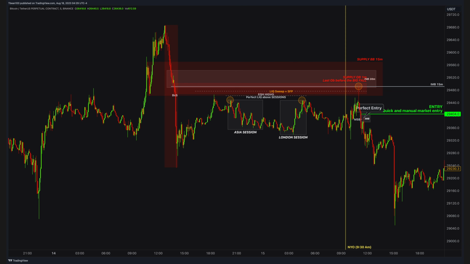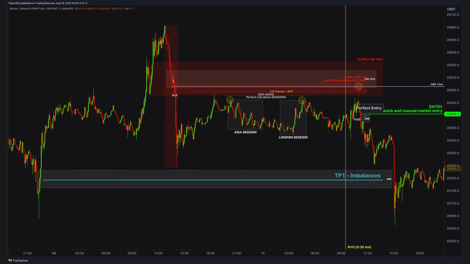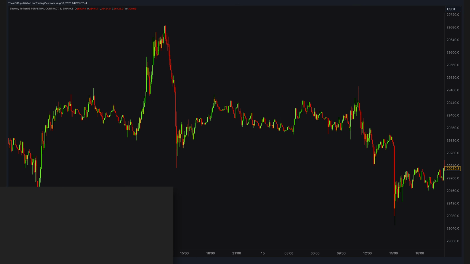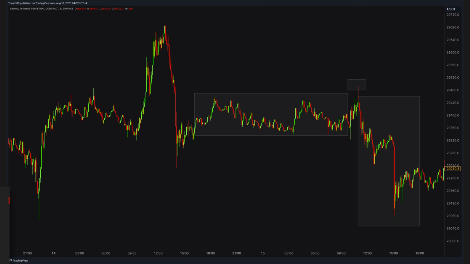As for the targets, as you already know, I love taking profits with the closest structures such as imbalances. I took big profits around these imbalances and left the rest for the runner liquidity. For a second, delete everything. And you can notice that what happens here is basically a power of 3 combination: accumulation, manipulation, and the expansion.